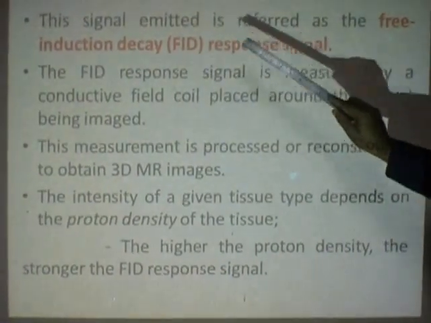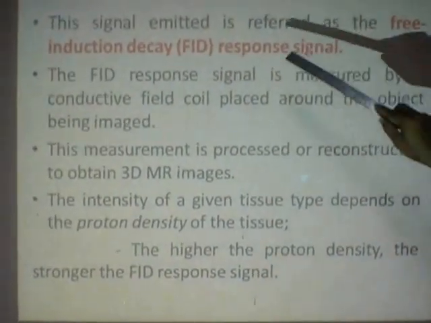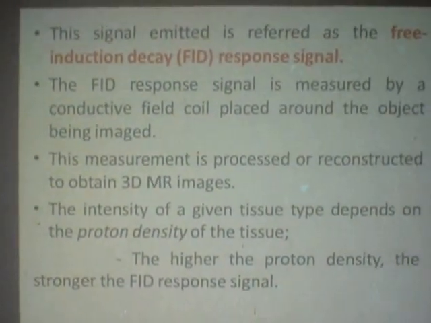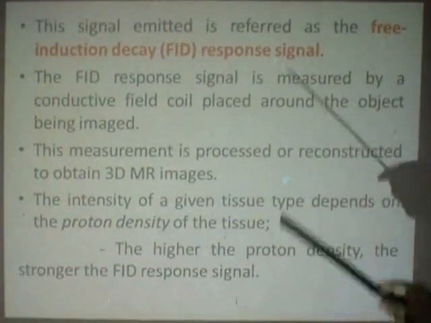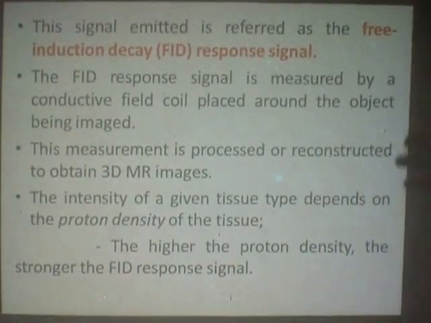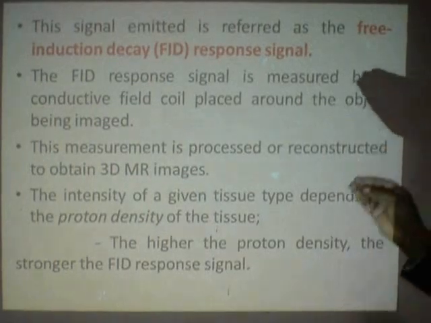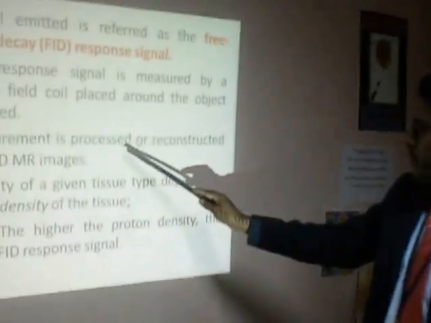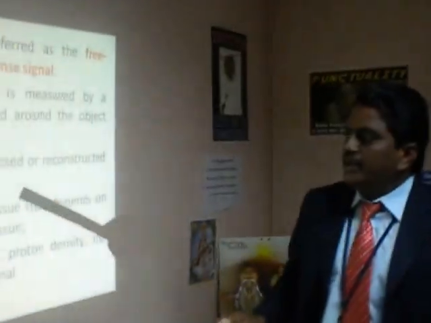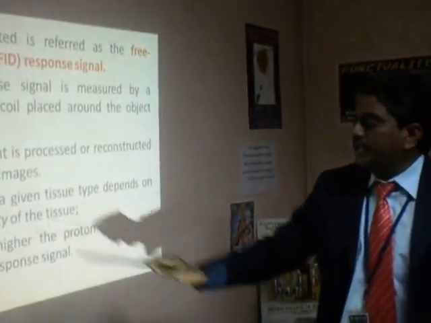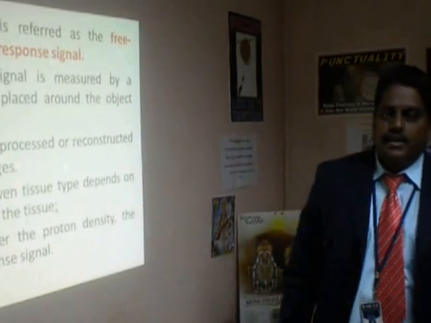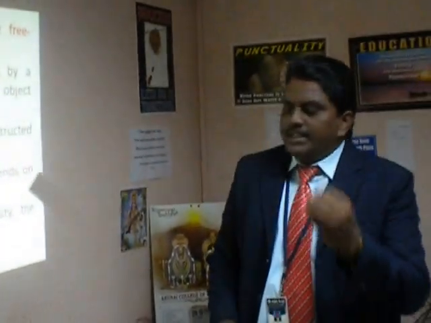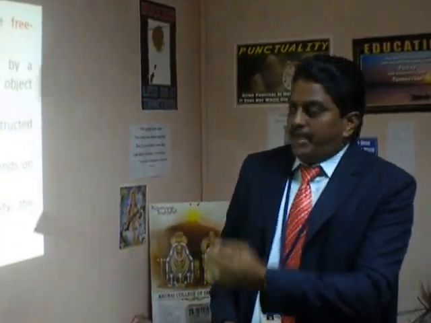This emitted signal is referred to as the FID, that is the free induction decay response signal. The FID response signal is measured by the conductive field coil placed around the object being imaged. This measurement is processed and reconstructed to obtain the 3D MR image. That's the concept of getting the MRI image.